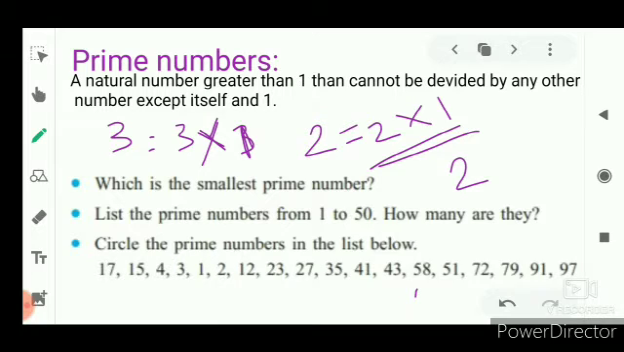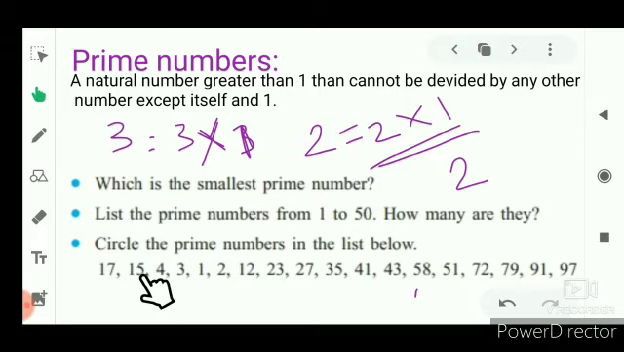Now let's see this list. We have to circle the prime numbers in the list below. See 17, can we further divide it? No, it cannot be further divided except 17 into 1. It has only two factors, 17 and 1. So 17 is a prime number.